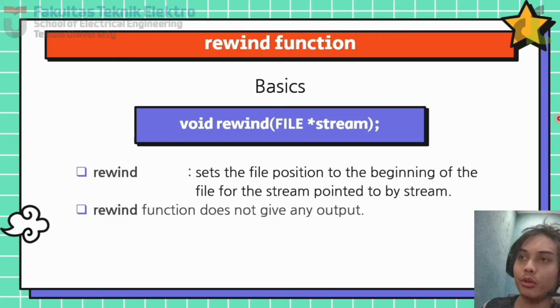And lastly, on randomly accessing a binary file is the rewind function. This is the basic form of the rewind function. It literally is just rewind and your file stream right here, or your file pointer. Now what does rewind do? It basically just sets the file position to the beginning of the file for the stream pointed to by stream. Now this rewind function does not give any output whatsoever.